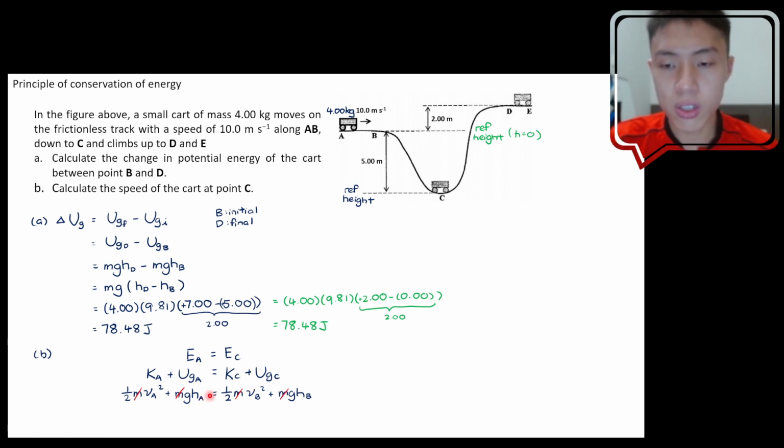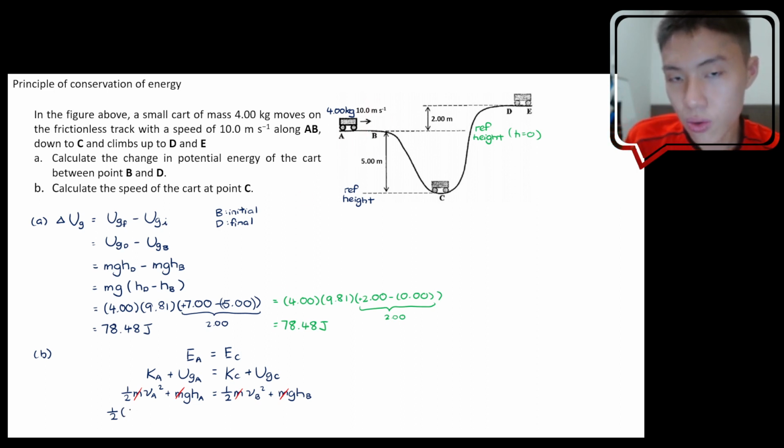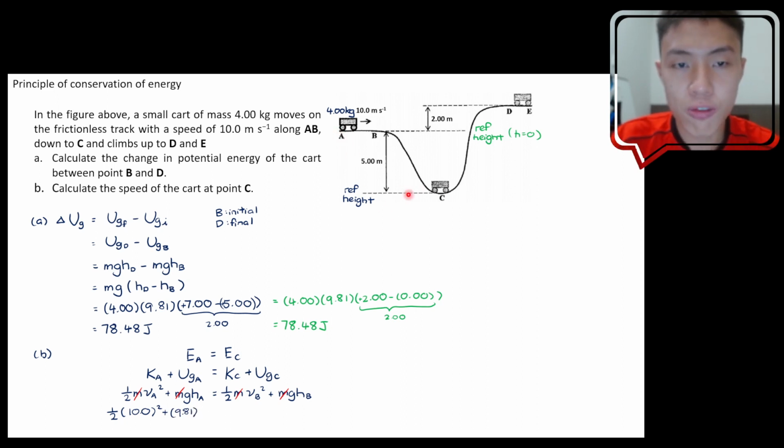Before we do our substitution, you know that later you need to substitute in height as well. So we are going to set the reference height as usual. Let's pick point C here as our reference height. Okay, so now we know where is the reference height, we can do our substitution. So half v_A, v_A means the speed over here, we know it's 10 meters per second. So 10 squared plus g times height of A. Height of A, if measured from point C upwards, it's 5 meters upwards. So this one will be positive 5.